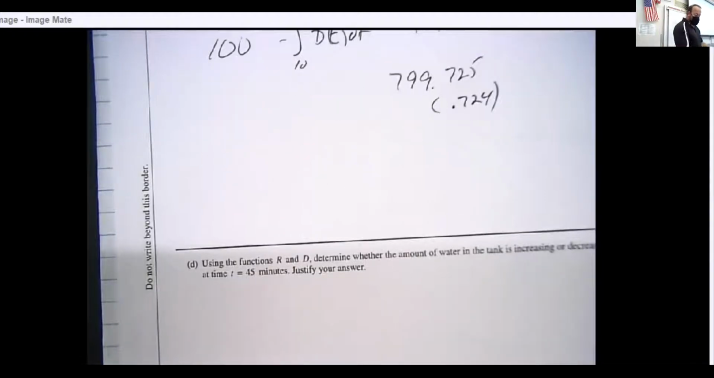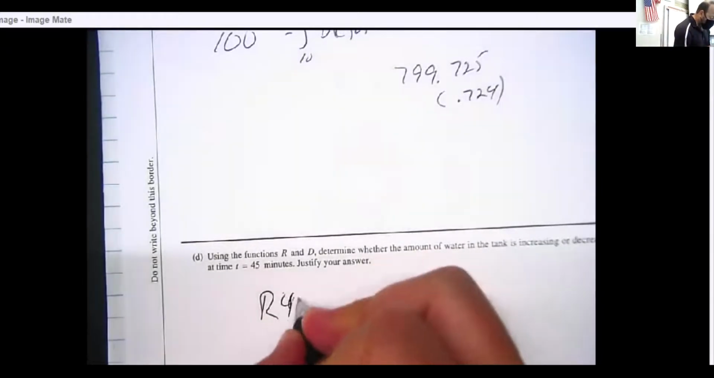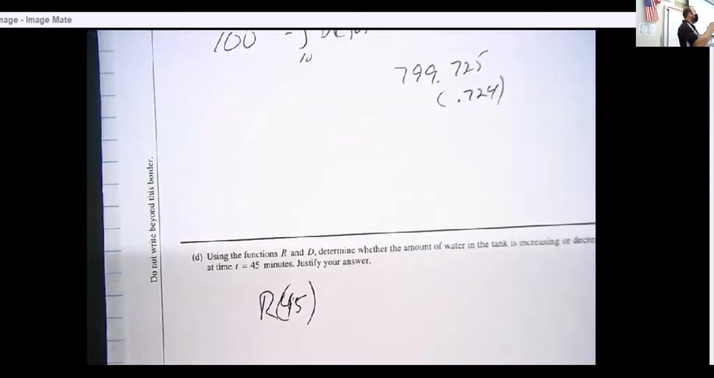Now, part D, using this, determine whether the amount of water in the tank is increasing or decreasing at 45. Now, that's kind of interesting. So what is actually happening? So the question is, what was R of 45? R of 45 is what's happening to the pump, right? What is D of 45? How much is going out at that moment, right?